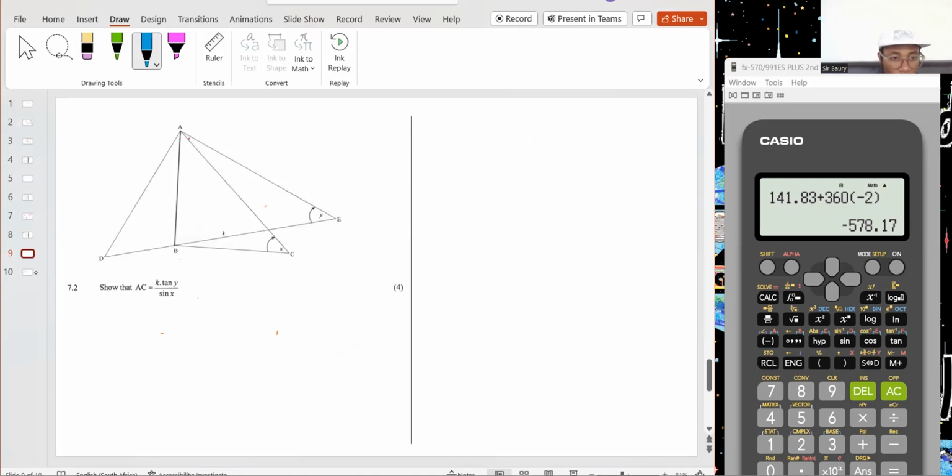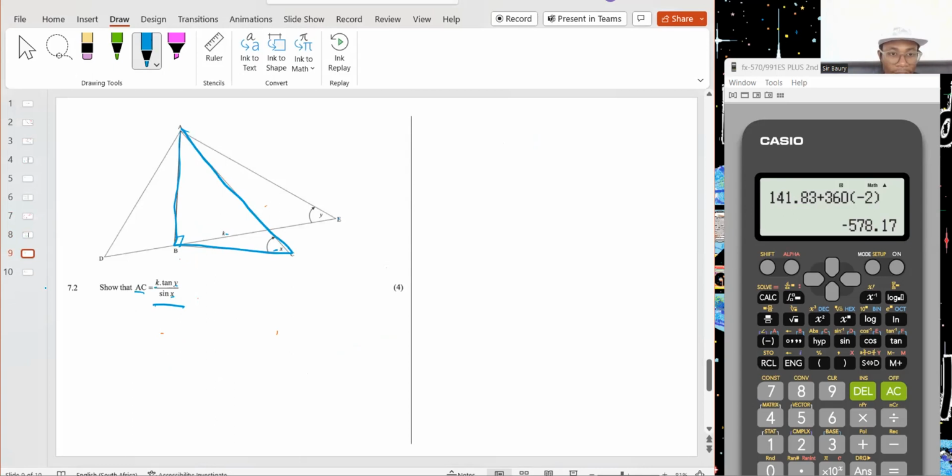Let's get to the question. Show that AC is equal to the expression listed here. What do you know? There's AC involved, there's K, there's Y, there's X. So I need to join all these things here. I'm going to start with AC, so I'll focus on this triangle that has X and AC.